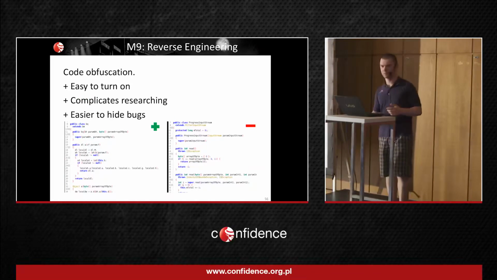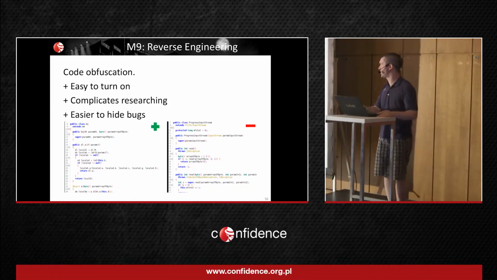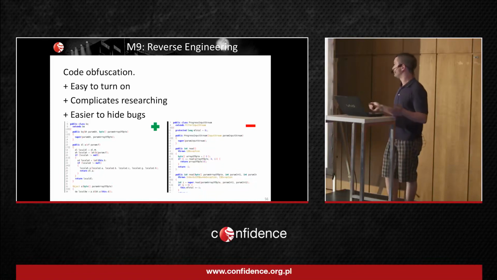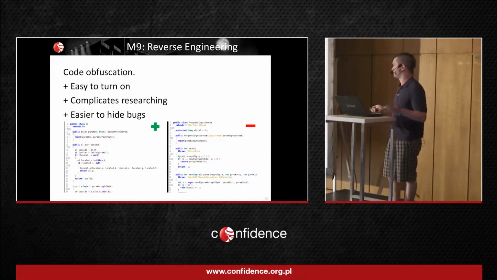Next, code obfuscation in applications. Code obfuscation in most cases can be used to make the life of the researcher much harder, and can also be used to hide some bugs. Some applications use code obfuscation, some not. I don't know why programmers can't even turn it on, because it's really easy.